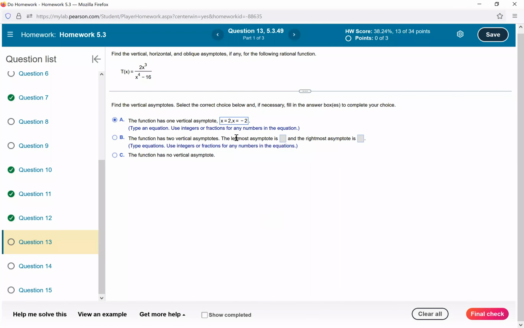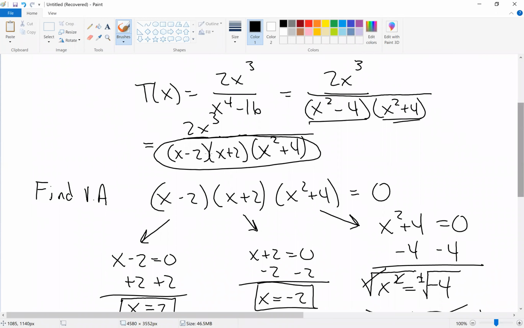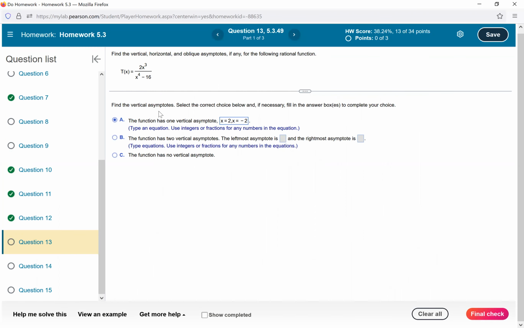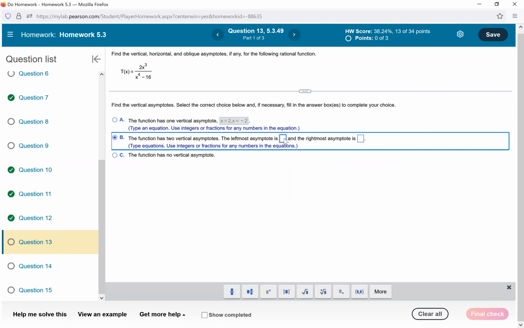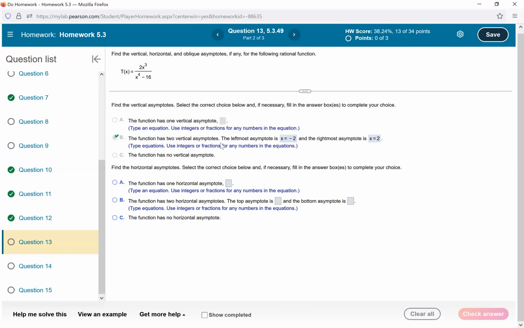Oh, no. All right, let's go back and look, make sure I didn't make any mistakes. We didn't make any mistakes. Those are our vertical asymptotes. Nothing cancels on top and on bottom. Wait. Are they asking for the vertical asymptotes here? Oh, you see what happened? This is why you have to be very careful. The function has one vertical asymptote. Well, that's a lie. The function has two vertical asymptotes. The leftmost one is x equals negative 2, and the rightmost is x equals 2. Always a good idea to check your math, but with MyLabMath, sometimes you just have to check where you put it in.